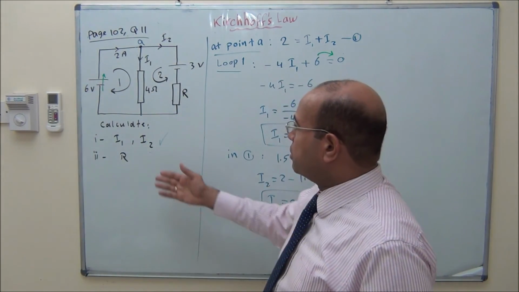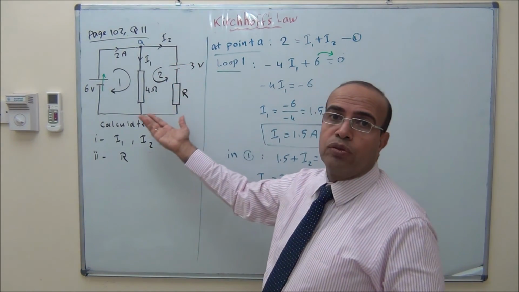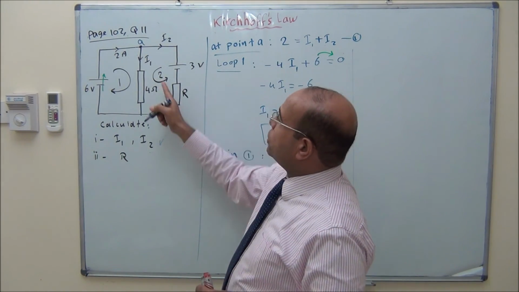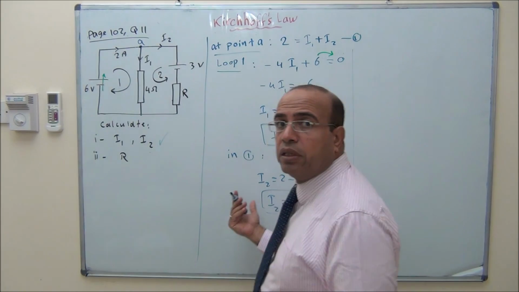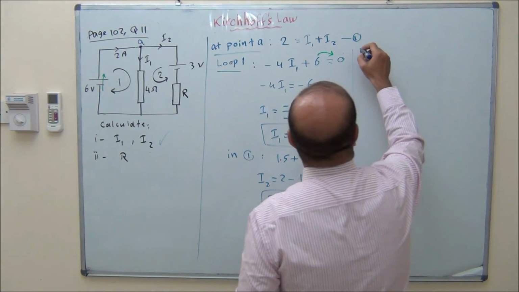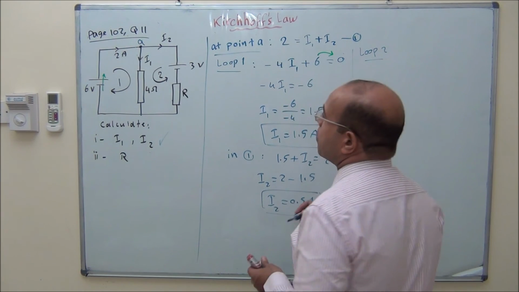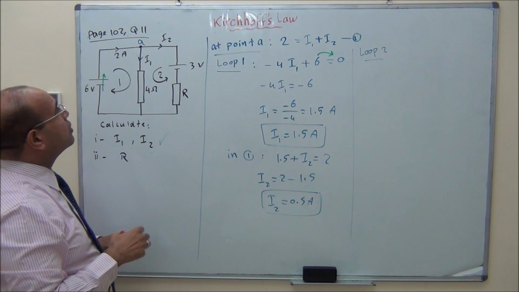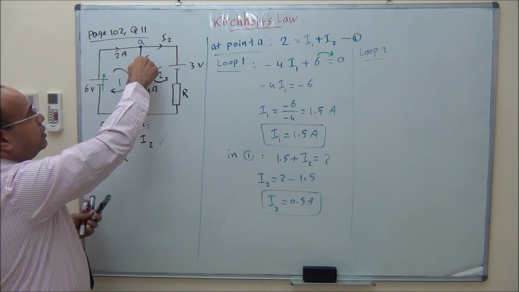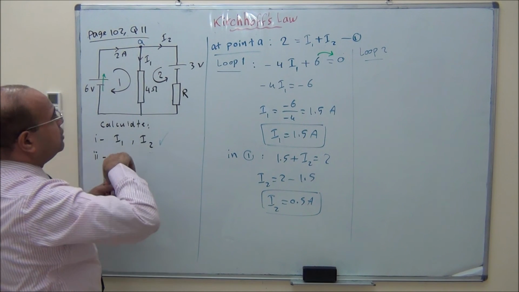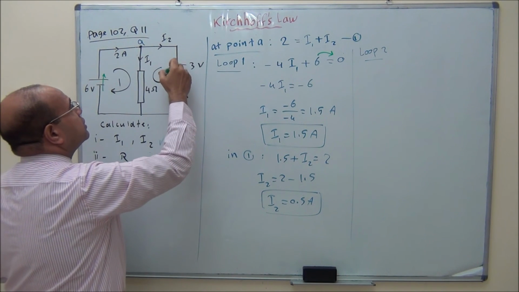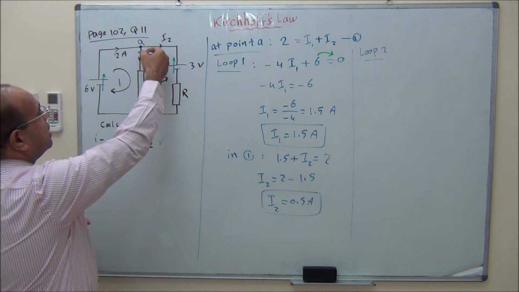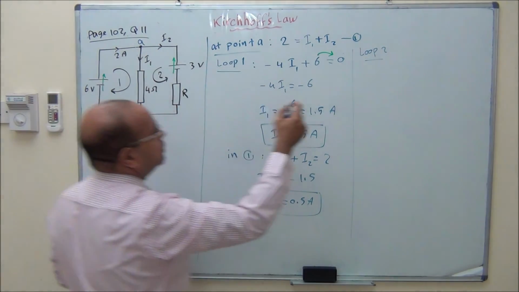Now we need to get the value of R. Then we use the second loop, loop 2, because now in loop 2 we have just one unknown, R, since I1 we already got. Also we can start with this point. We go in this direction. Now follow me. What about the current here? It's I1 and the resistance 4. But before we do anything, we have to put the direction inside the cell. So this is I1 and 4, so it's negative 4 I1.